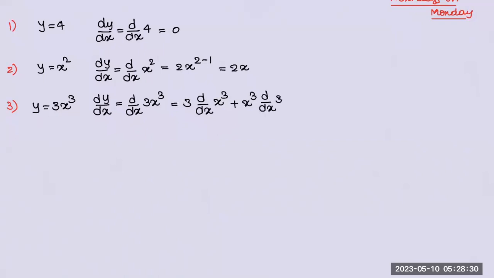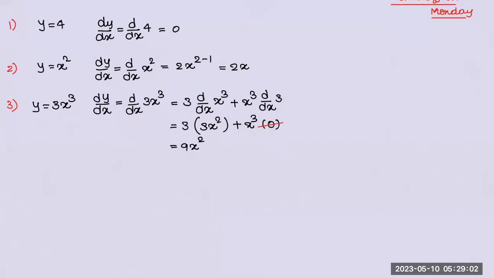Okay. So what is the next step? Tell me. Anyone? 3 will stay as it is. d by dx of x cube. Quickly you can give the answer. 3x square, right? Plus x cube into d by dx of 3, and d by dx of 3 is 0. That is equal to 9x square, and this is 0.